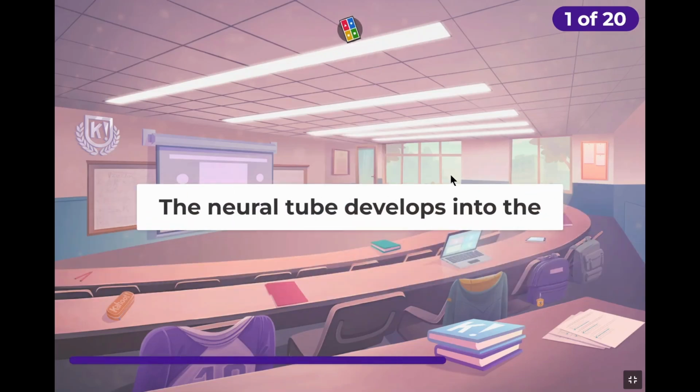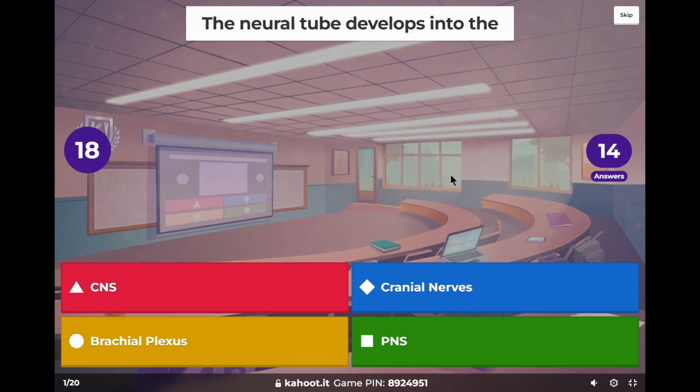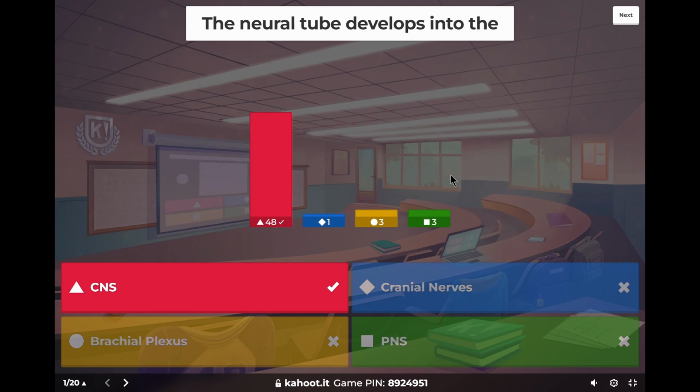Okay, what does the neural tube develop into? Even if you didn't know the answer, we know that the crest and the tube develop into different structures. One is central, one is peripheral, right? Cranial nerves, peripheral nervous system, brachial plexus, they're all peripheral nerves. The only one that's central is obviously the CNS. So again, you can work backwards. If you didn't know which one was which, look at the answers, work backwards.